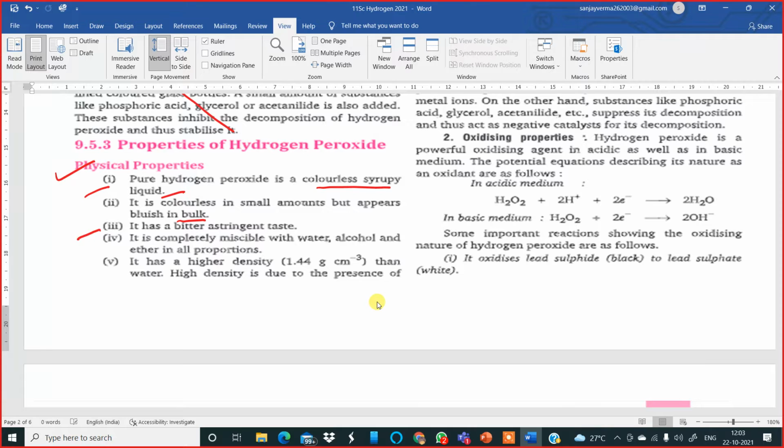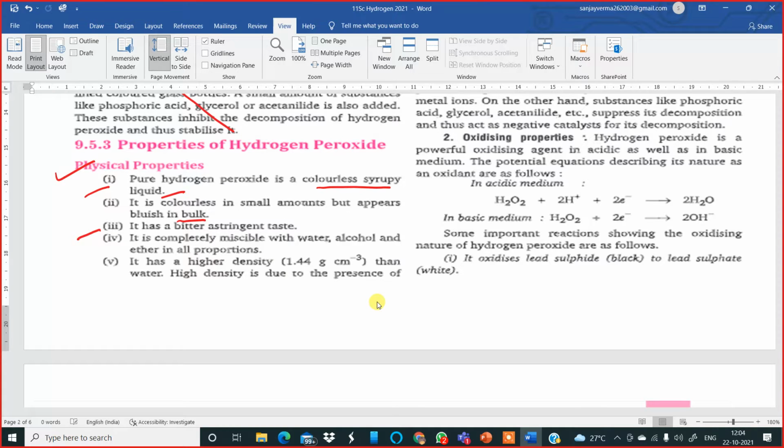Now, what is astringent? Tell me. What is the meaning of astringent? Like when you taste lemons or pickles, no? When you taste concentrated lemons or pickles, you try to contract your mouth, isn't it? Acidic, bitter, slightly acidic, you can say.